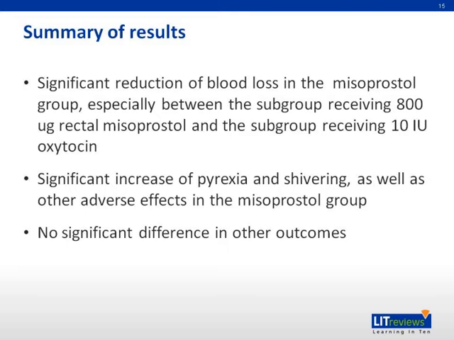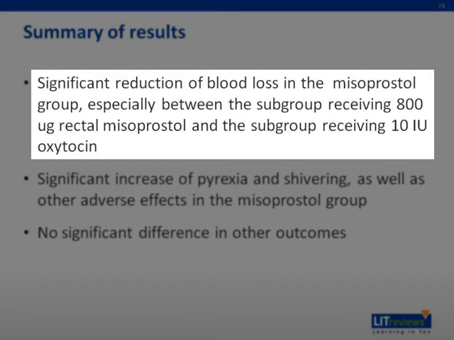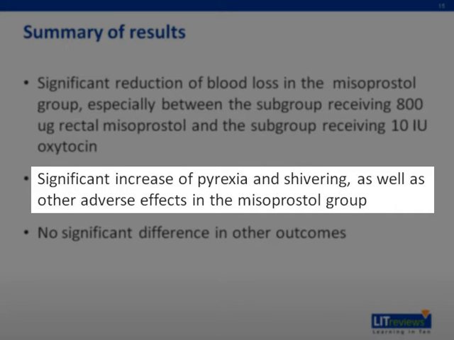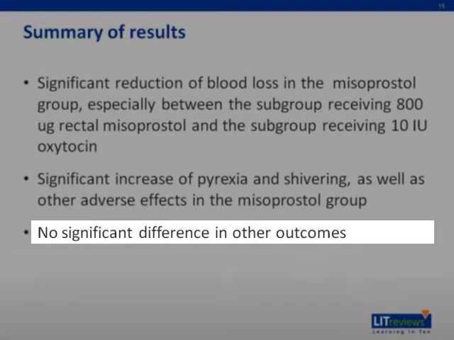The statistical analysis showed a significant difference in the reduction of blood in the misoprostol subgroup compared to the oxytocin subgroup. Furthermore, it also showed a significant increase of pyrexia and shivering, as well as other adverse effects in the misoprostol groups. No other significant differences were found in other outcomes.